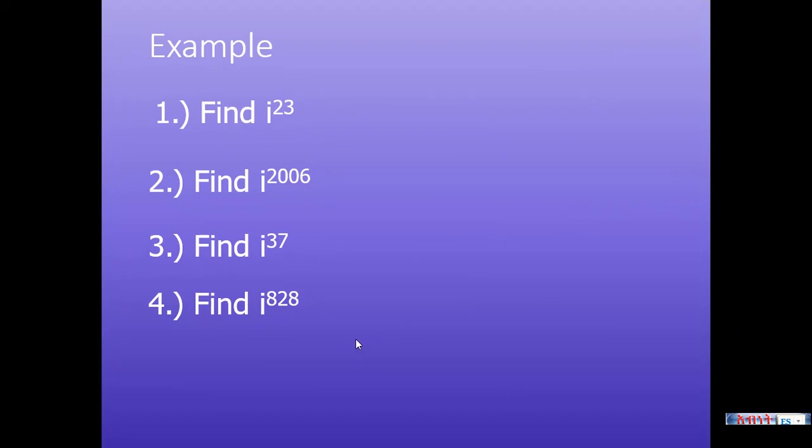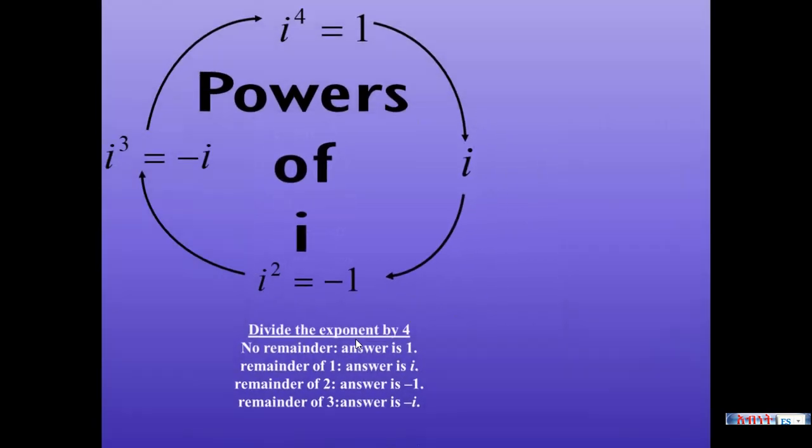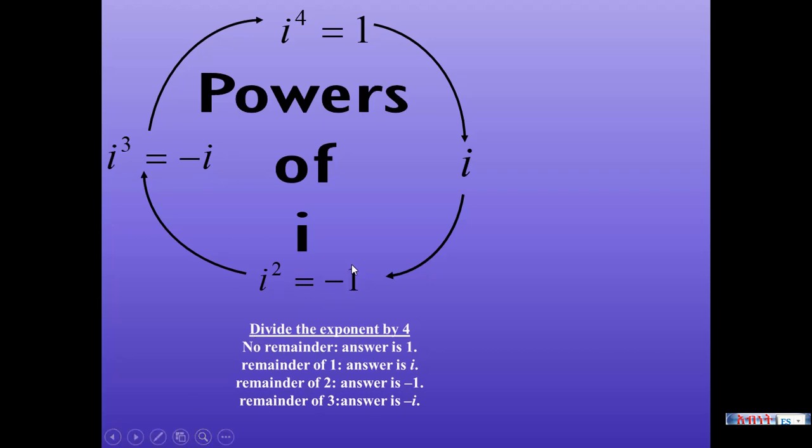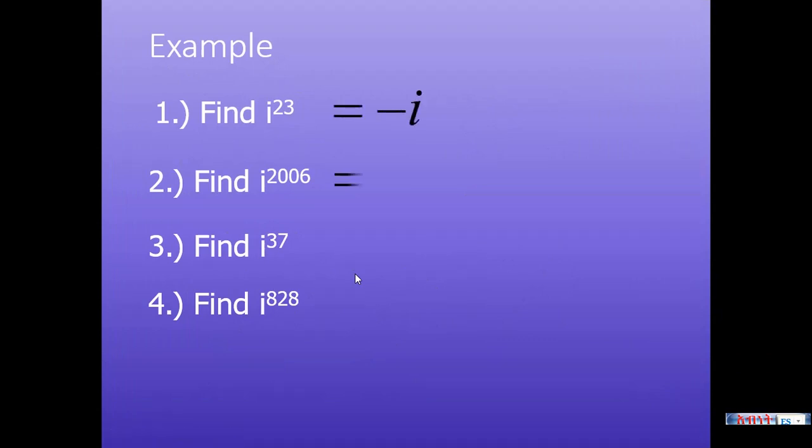Find or simplify i to the power of 23. The mechanism is to divide 23 by 4. You will get remainder 2. So i to the power of 2 is, we know, always minus 1. Now, how to simplify this other one? Divide the exponent by 4. The remainder tells us the result. So i to the power of 37 is i to the power of 1, since 37 divided by 4 leaves remainder 1. Now by using this method, we can simplify different types of expressions.